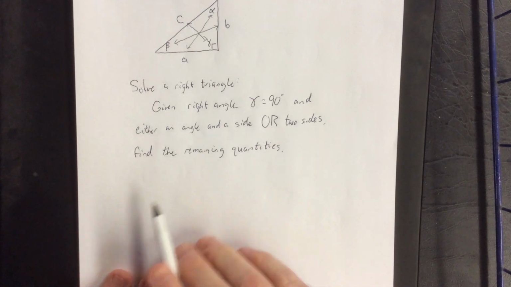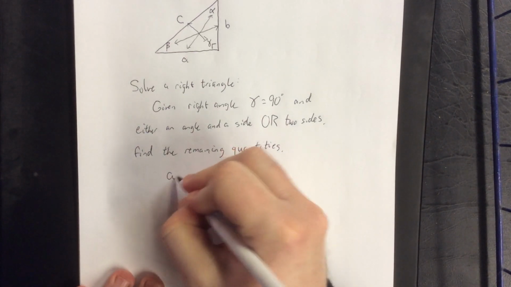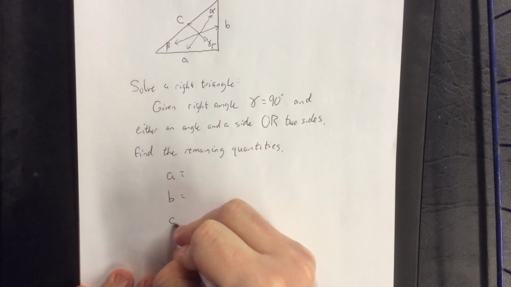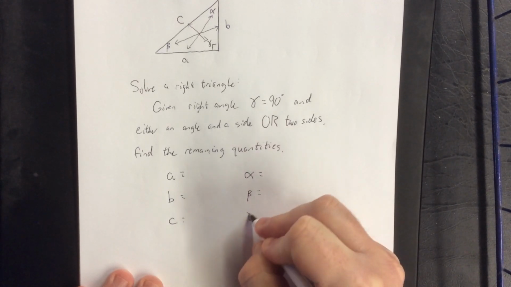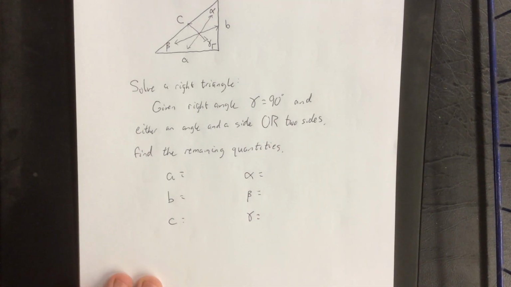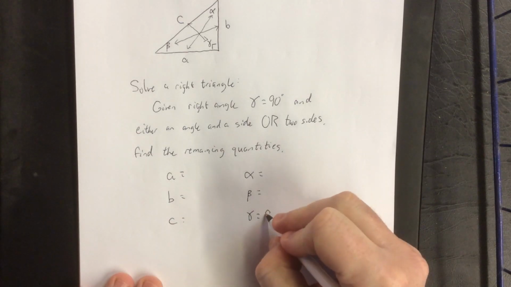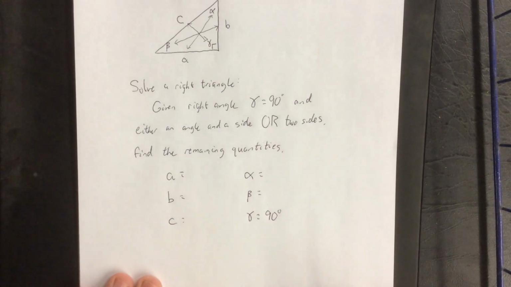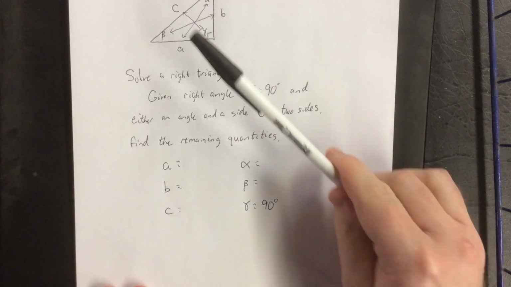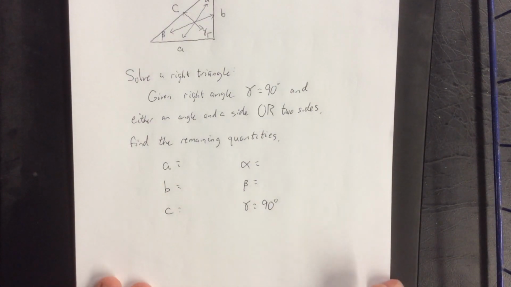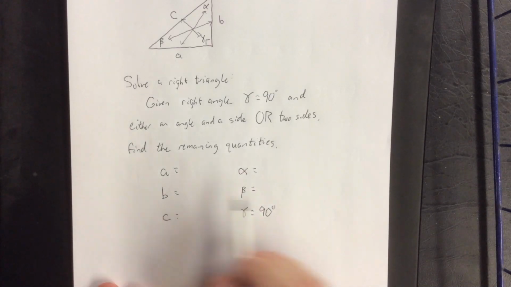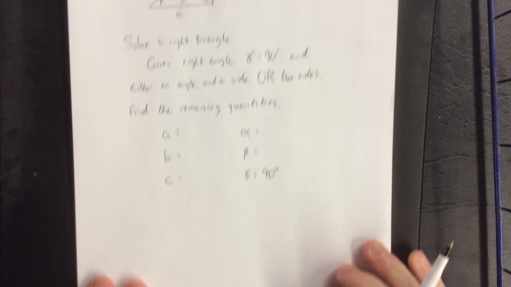What I like to do to organize my data as I'm working through these is, as early in the process as possible, go ahead and copy down all 6 of the quantities that we're going to be trying to find. Gamma is always going to be across from the hypotenuse. Hypotenuse will always be referred to as C, so gamma is always going to be our 90-degree angle. You'll also be able to fill in 2 more quantities.